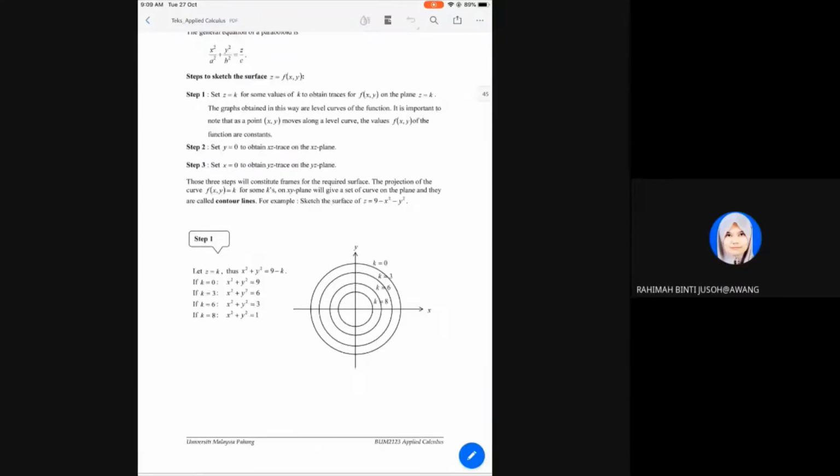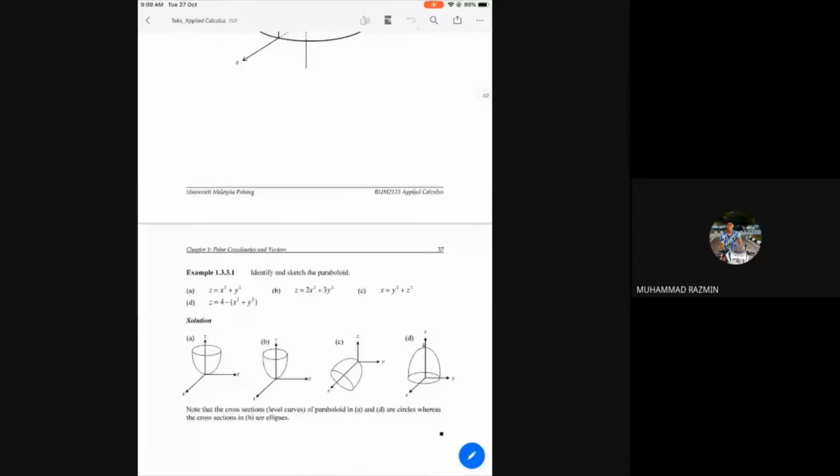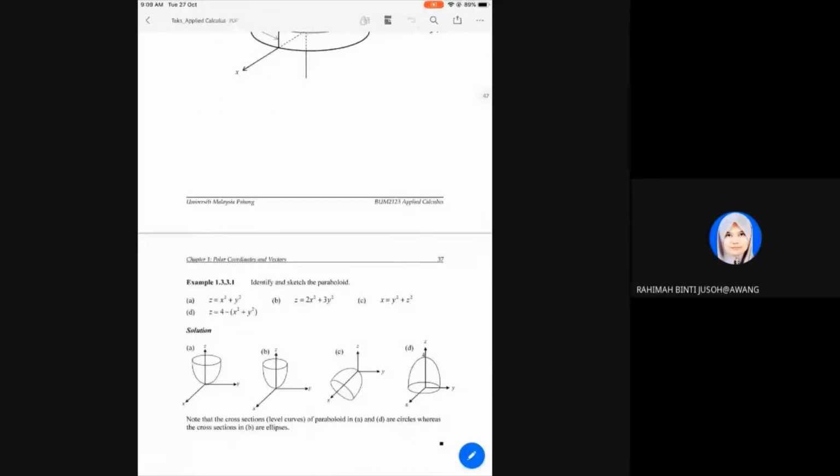Shapes number 2, paraboloid. Paraboloid.